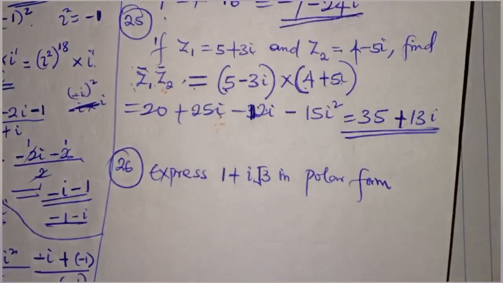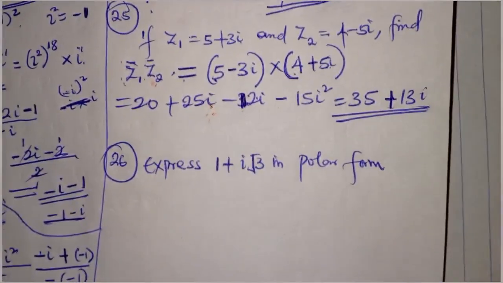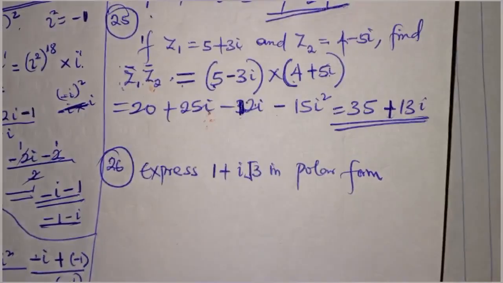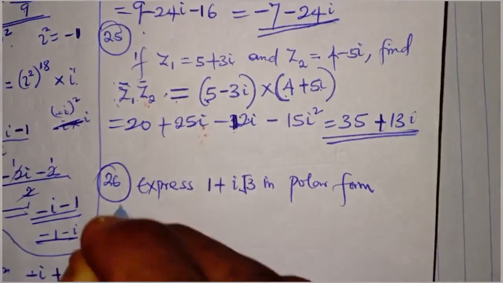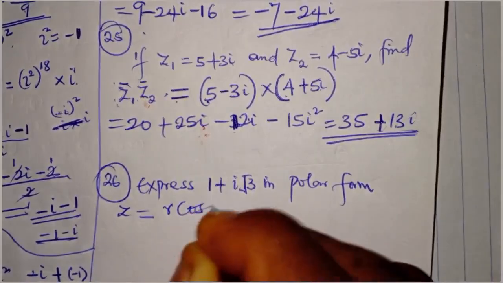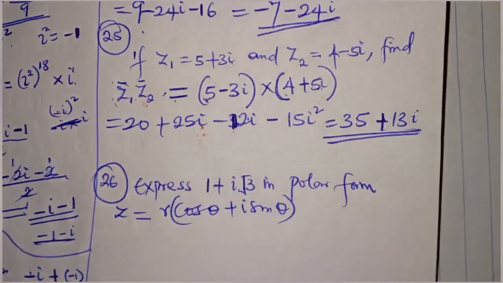We are asked to express this complex number in polar form: 1 plus i root 3 in polar form. Alright, let's do that. In polar form, we have z equal to r (cos theta plus i sin theta). r is the modulus and theta is the argument or the amplitude. So to determine this, we need the modulus and we need the argument.